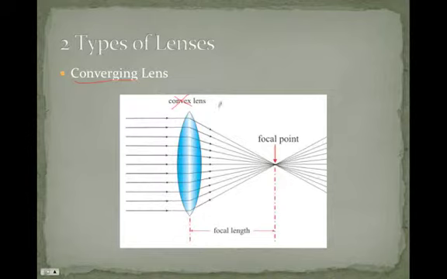Now this converging lens causes parallel lines of light to all converge at one point. And of course, we call that the focal point because it focuses the light to that point. In your book, we may refer to it as a convex shape, but it's a converging lens. I really want you to stick with that terminology. So it converges all the light to one point.